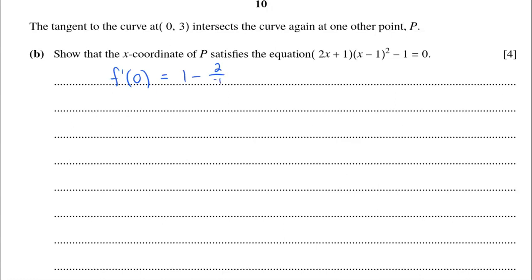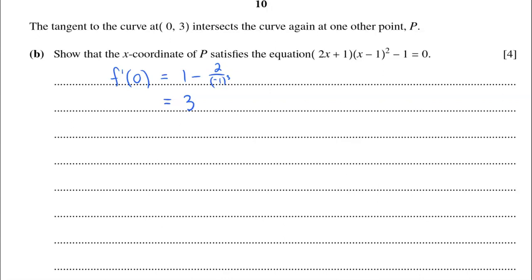So we get negative 1 cubed, which is going to be negative 1. 2 over 1 is just going to be 2 to start with, but it's going to be negative 2 because of the negative 1 on the bottom. And so we end up with 1 plus 2 because there's minus a negative, and that turns into 3. So the gradient is 3 and the point is (0, 3).